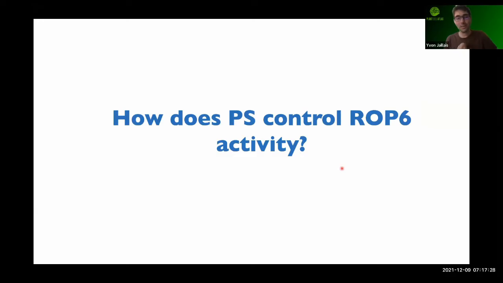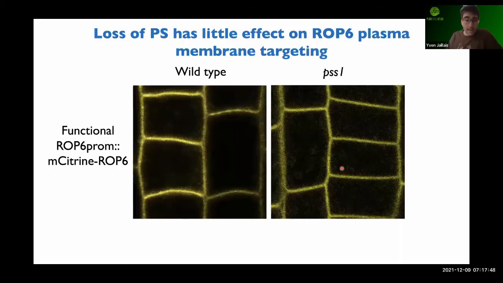And to be honest, at the beginning, I thought this would be a trivial question, because ROP6 is a small GTPase that is at the plasma membrane. PS is a lipid at the plasma membrane. So I thought, well, PS is going to control ROP6 targeting to the plasma membrane, and that's it. No PS, no ROP6 at the membrane, and no function. And it turned out to be a bit more complicated than that.